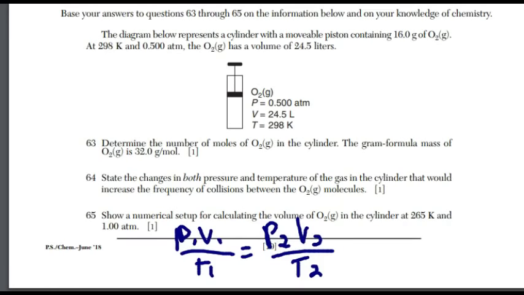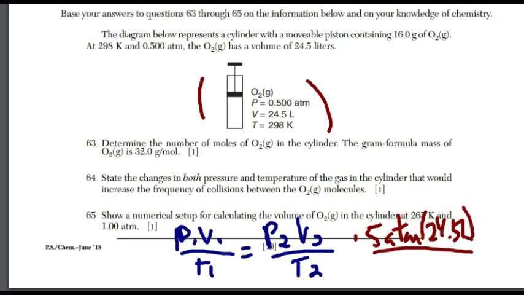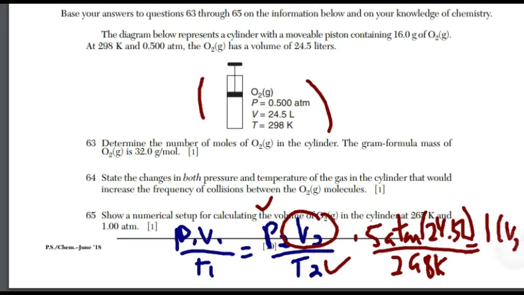Okay, so I put the equation here so we could easily plug the numbers in. Initially, we have the values here. 0.5 atm is my initial pressure, my initial volume, 24.5 liters, my temperature, 298 K. On the other side of the equation, I'm going to go ahead, I'm going to plug in for pressure and temperature, and V2 is going to be what we're looking for. So my new pressure is 1 atm. I'm looking for V2.